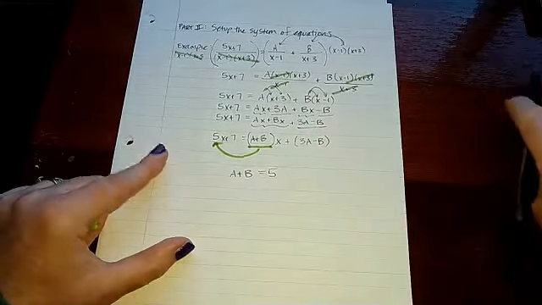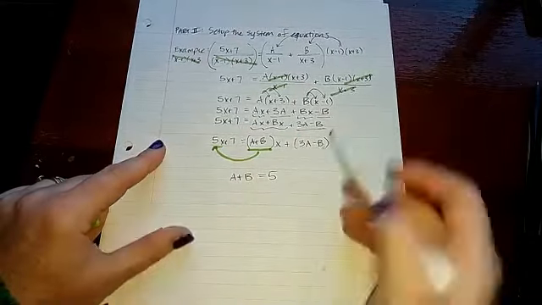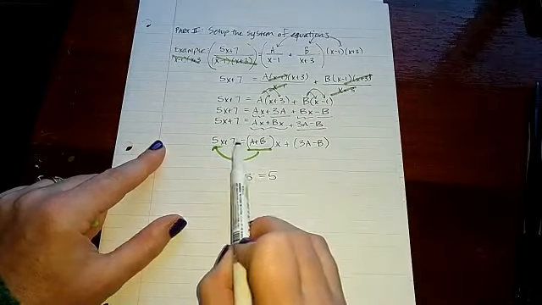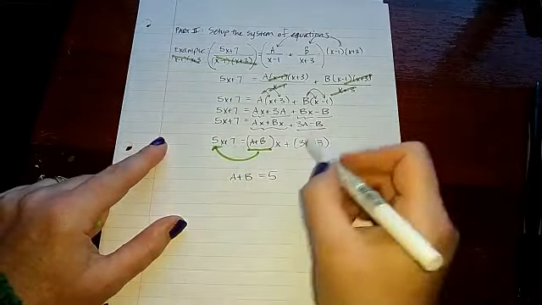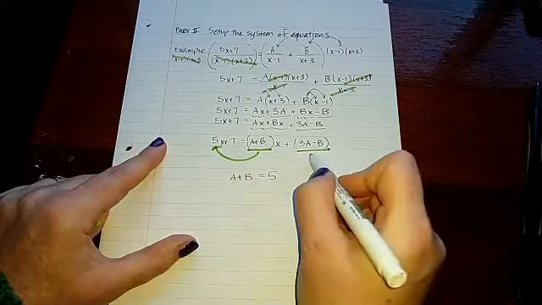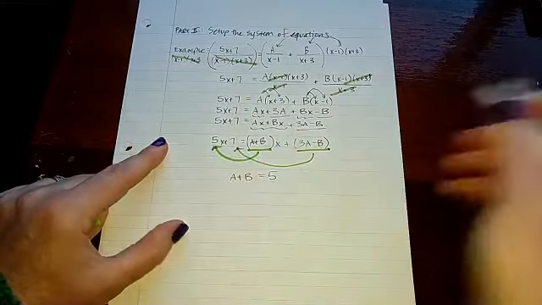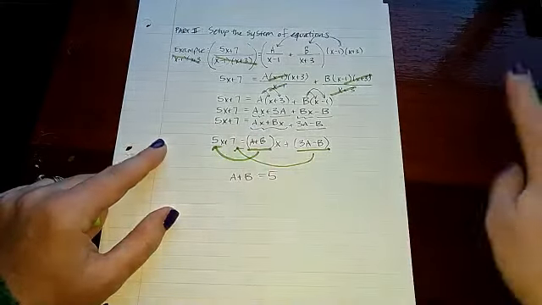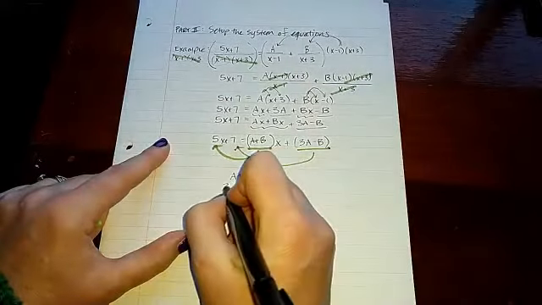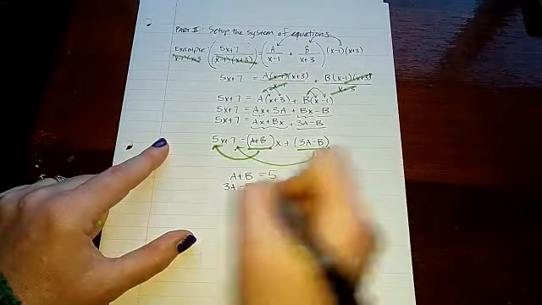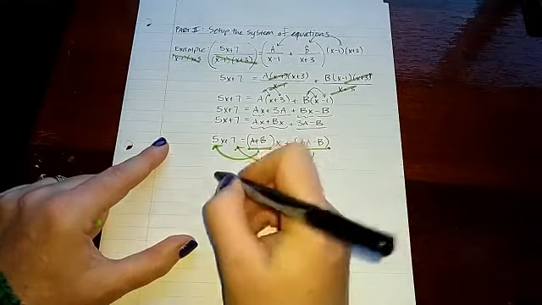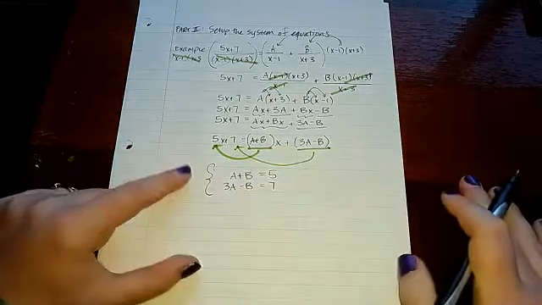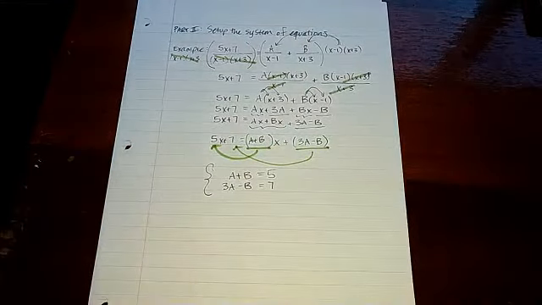A plus b has to equal 5. Also, the term without an x has to equal the term without an x. So 3a minus b has to equal 7. This is the only way these two things are going to be equal. So 3a minus b is equal to 7. And there's my system. Okay.